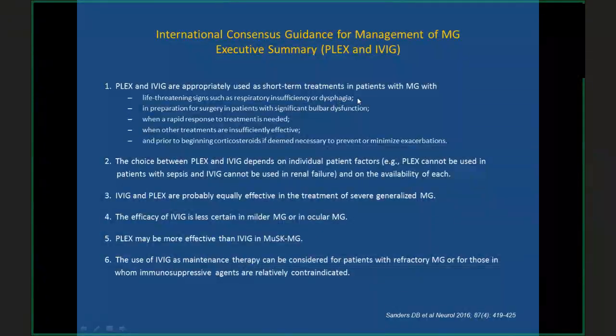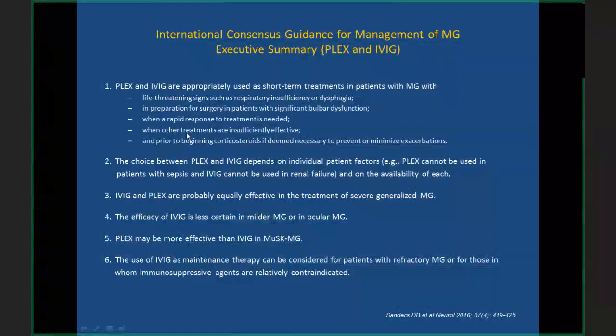Basically, we use it for severe myasthenia exacerbation or crisis, or in preparation for surgeries. We know some patients will need thymectomy, and before thymectomy, especially in a patient who has bulbar symptoms, the patient needs IVIG. Or for a patient who needs a rapid response to treatment, or any kind of procedure like colonoscopy, you give the patient IVIG before the procedure.